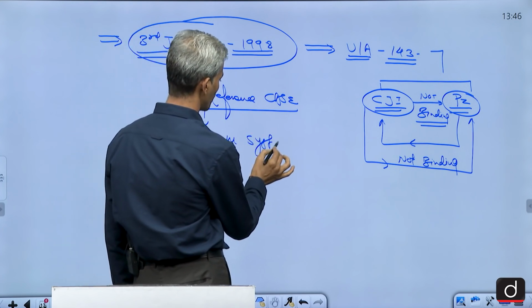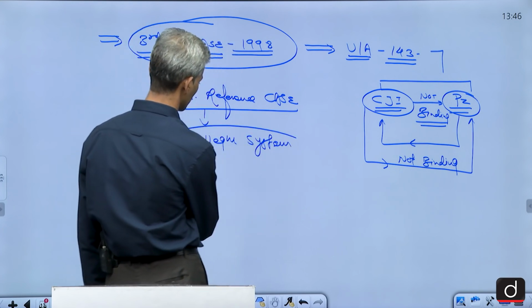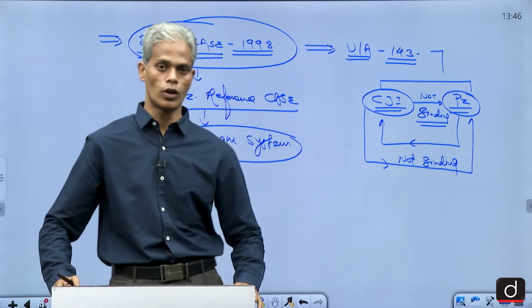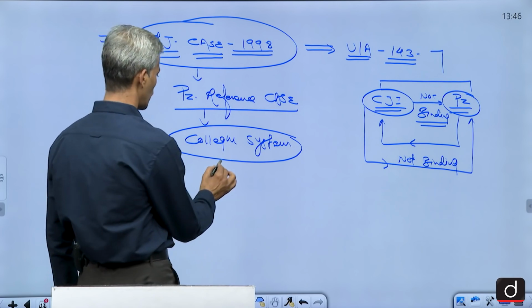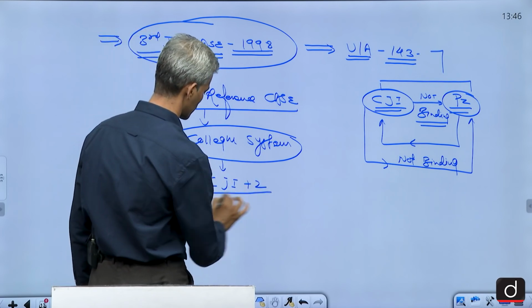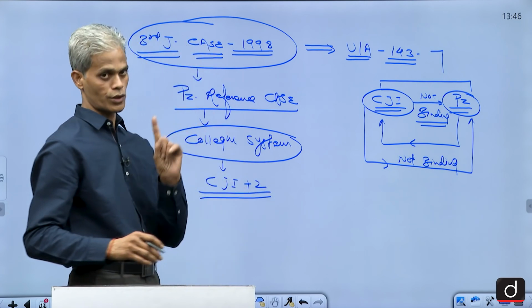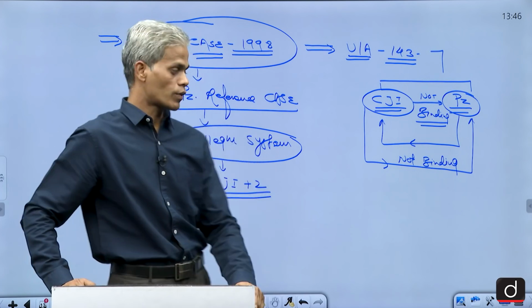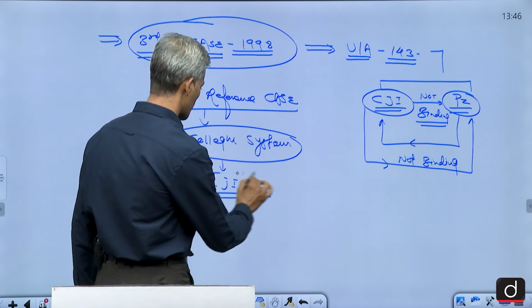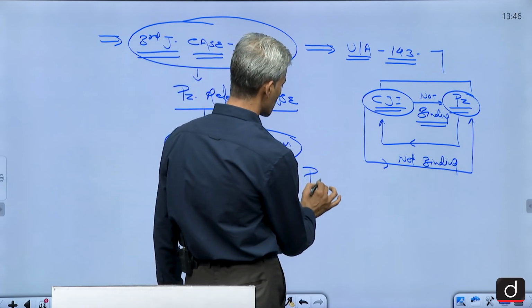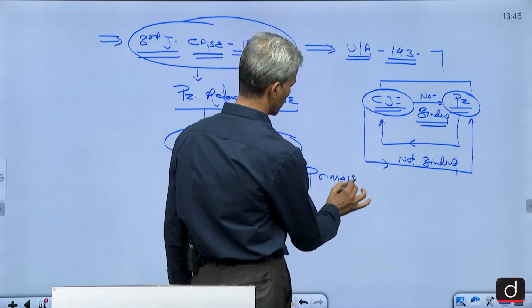Now why did he ask about the functioning of the collegium system? Because before this case, what was the collegium system? The collegium system was an authority which is nothing but CJI plus 2. This is the collegium system, and the consultation was binding. But in the second judge case, in the CJI plus 2, that is a 3-member body, a primacy principle had been incorporated.